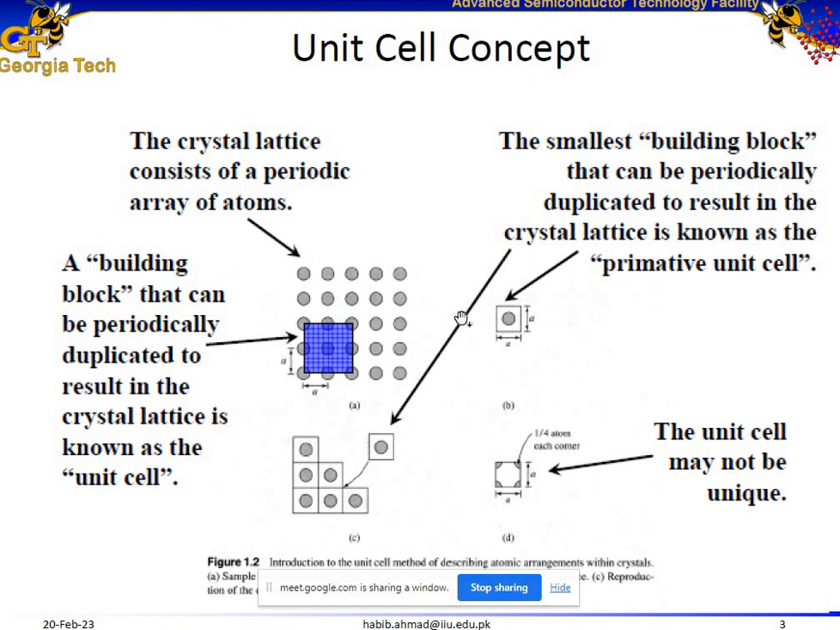Now another concept is the primitive unit cell. The primitive unit cell is the smallest building block that can be periodically duplicated to result in the crystal lattice. For example, the primitive unit cell would consist of these 4 atoms. So the smallest building block which you can repeat periodically in order to achieve the entire crystal lattice. So this is the primitive unit cell, which consists of the smallest number of atomic arrangements which you can periodically repeat to achieve the entire crystal lattice.